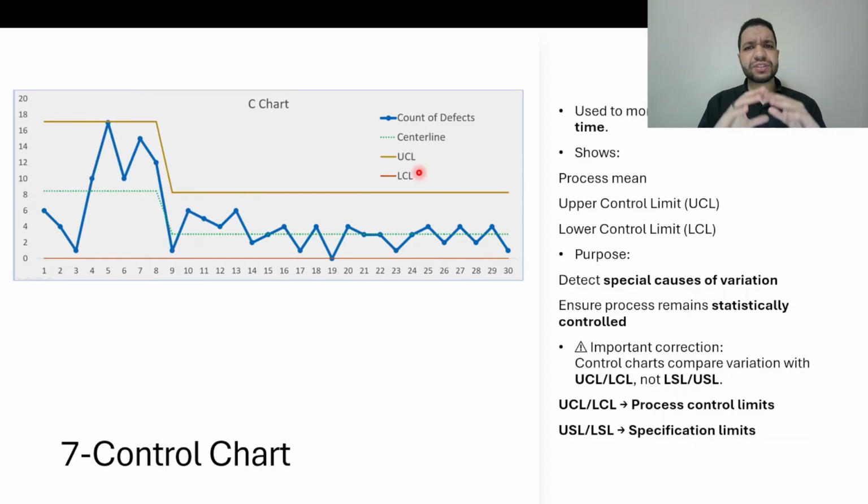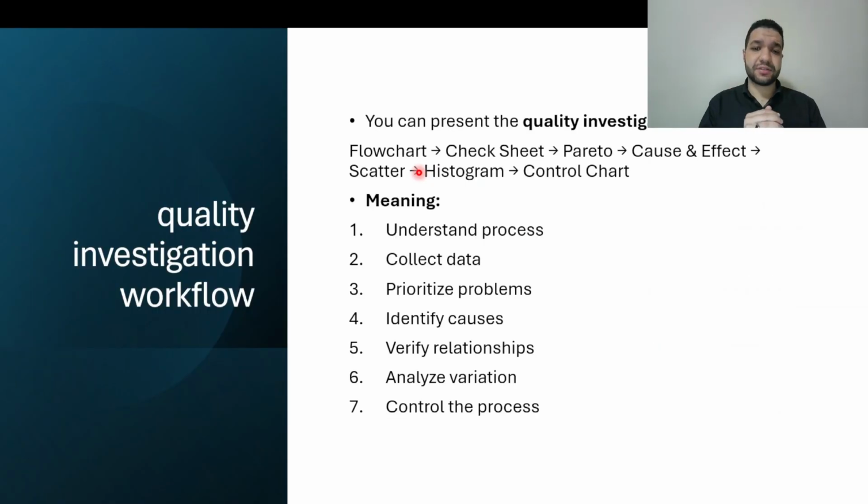Now let's summarize how to work in the investigation process. First, using the flow chart, I understand the process. Check sheets to collect data, Pareto chart to know what are the most important problems to work on, cause-effect diagram to list all potential root causes, scatter plot to verify correlations and relationships between variables, histogram to know the trends and variation, control chart to control my process.